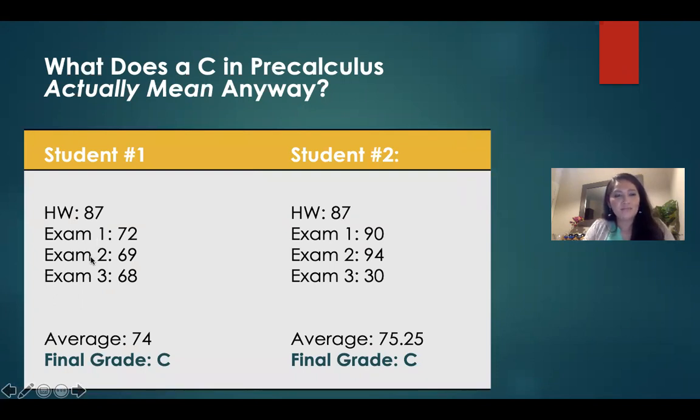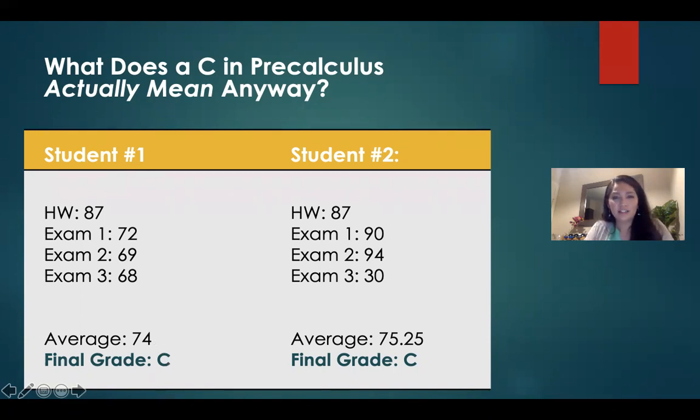And student number 1 is taking a class where there are 3 exams. Like this might be the traditional pre-calculus class as it's taught at TU. Most faculty over there at the time that I was teaching it would administer exams with 3 exams throughout the semester. So the student gets a 72 on the first exam, a 69 on the second, a 68 on the third, and they get a high B for their homework grade. If you average all of those, that student gets a 74 in the class. They have a C.